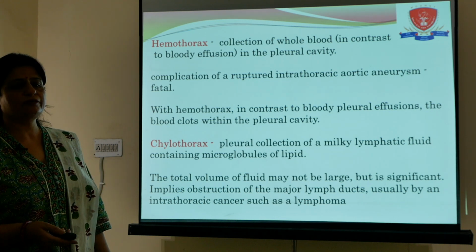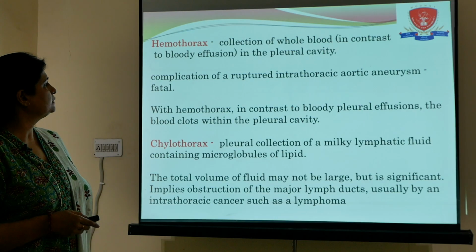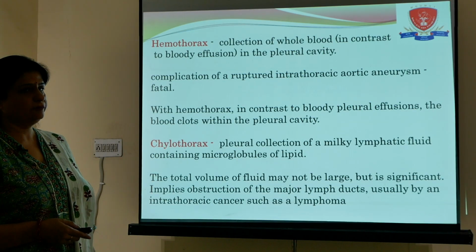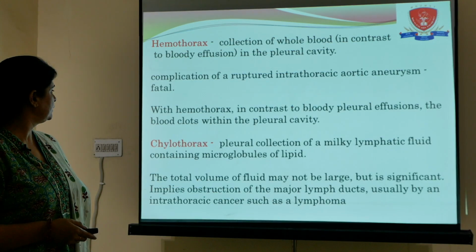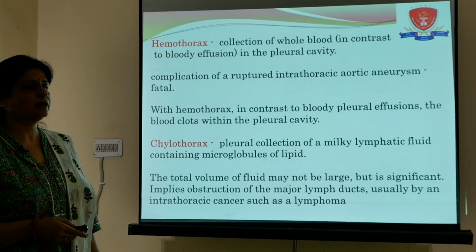Now this is different from a bloody exudate. In a bloody exudate the blood doesn't clot, but in hemothorax the blood tends to clot in the pleural effusions. That is how you can differentiate it. Chylothorax is a collection of lymphatic fluid in the pleural cavity.